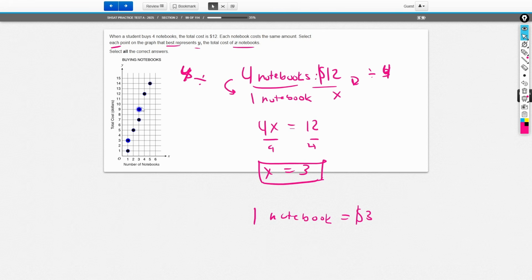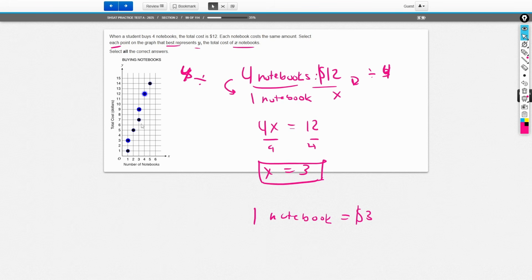So that means that this point has to also be correct. We want to select all correct answers. So this point is also correct. Then if I have 4 notebooks, I should have $12. So that point is correct. And if I have 5 notebooks, I should have $15 worth of cost, not 14. So those are the only 3 points that are correct. This point right here, this point right here, and this point right here.